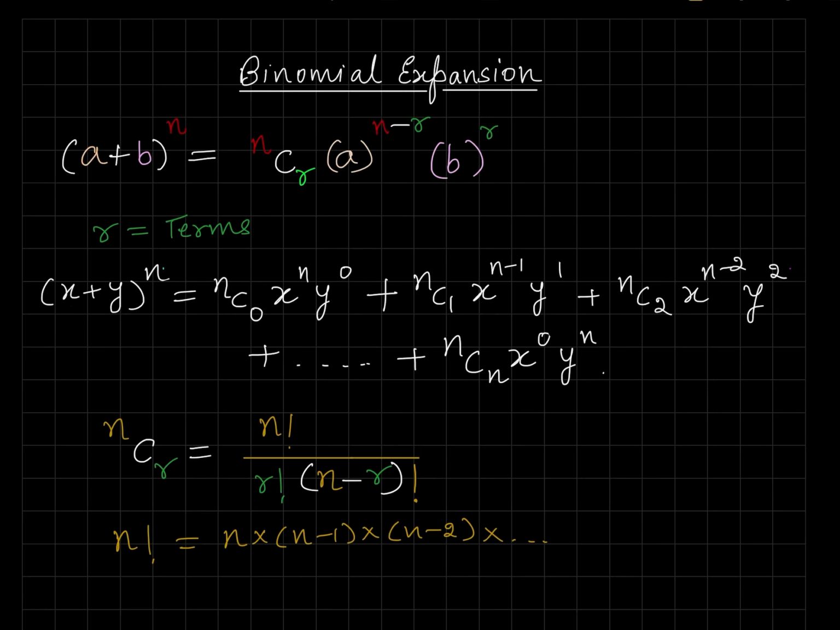Hello, let's learn binomial expansion today. A simple formula for binomial expansion is: (a + b)^n equals nCr a^(n−r) b^r, where r is the term index.